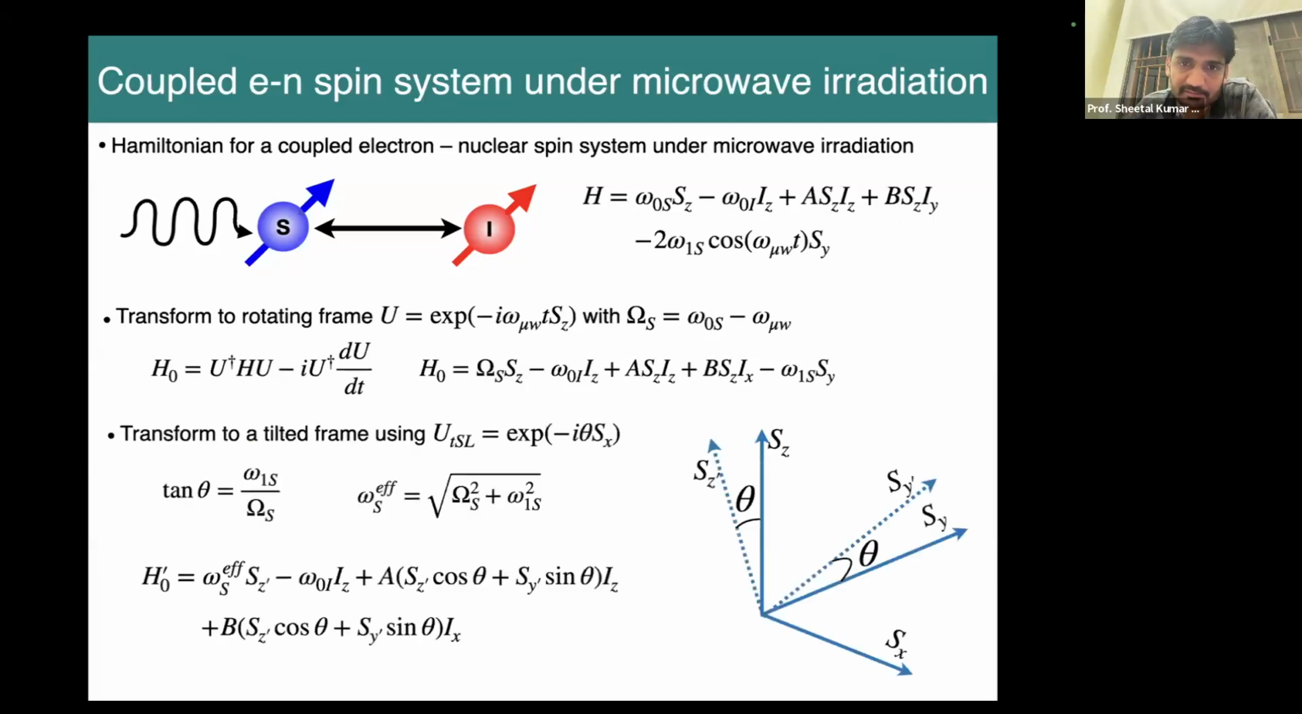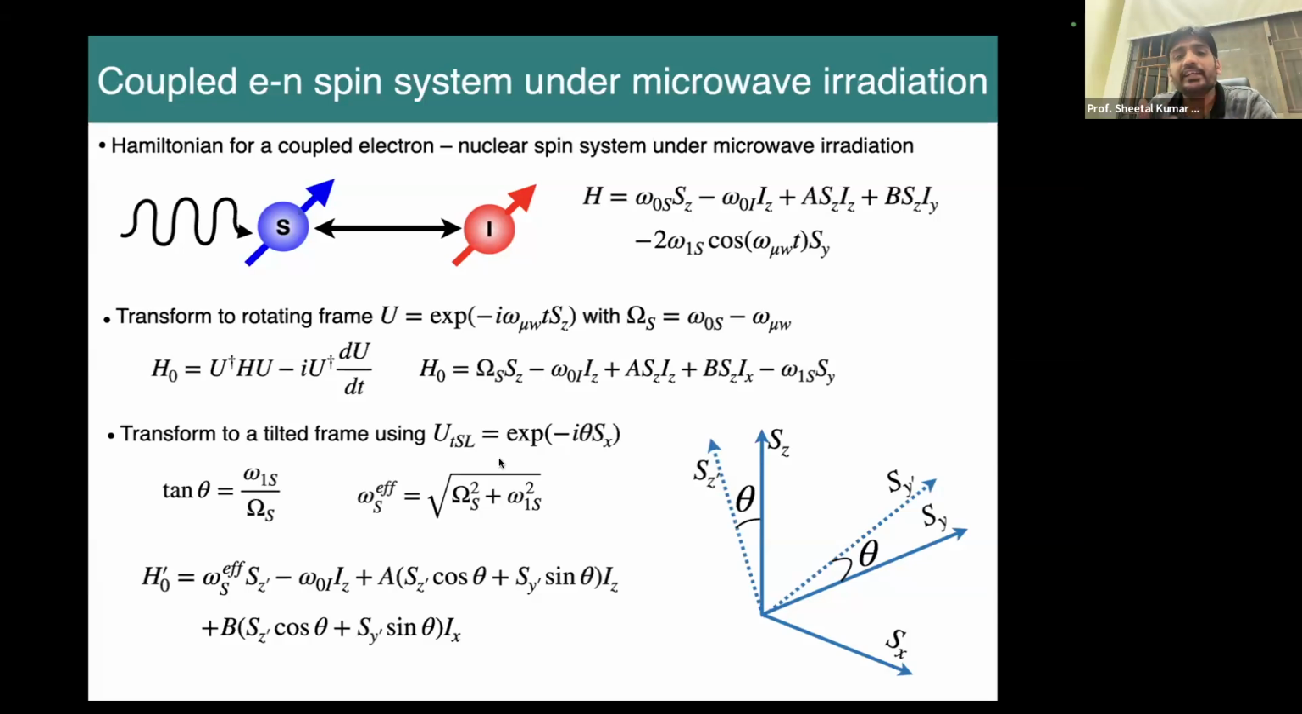In fact, this is the key term that drives dynamic nuclear polarization. So in the rotating frame, the Hamiltonian looks like this. This time dependency is gone because we applied this, and then capital omega S here is the offset, which is the difference between the microwave frequency and the Larmor frequency of the electron spins, and the rest of the terms are as they were before.